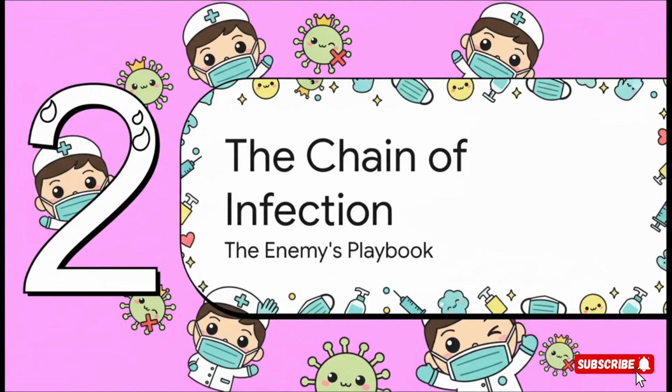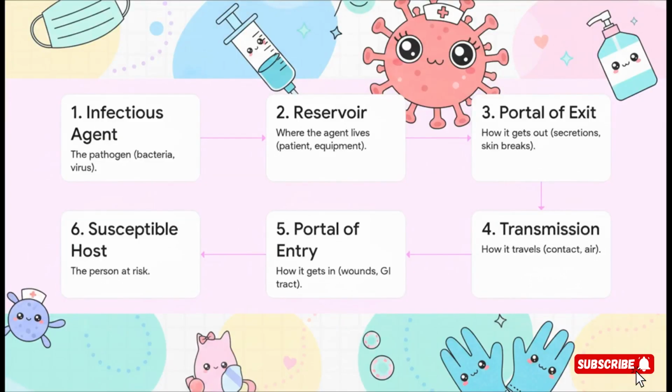Okay, so we know our goal is asepsis, but to really win this fight, you have to understand the enemy's playbook, right? Infections don't just happen out of nowhere. There's a totally predictable pattern, a sequence of events, and we call this the chain of infection. So, just look at this chain. An infection absolutely needs every single one of these 6 links to work.